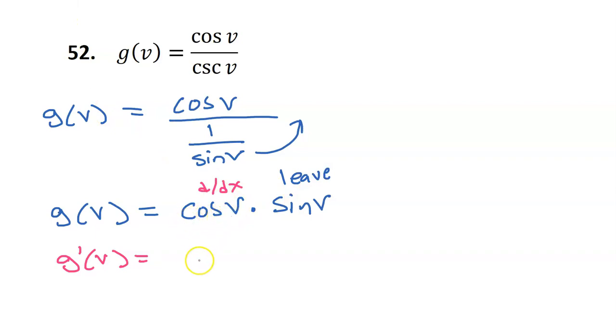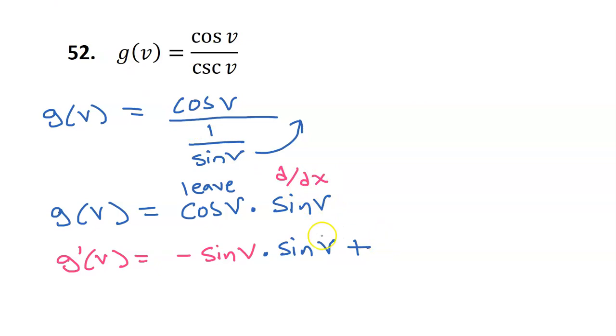So the derivative of cosine is negative sine. And for now, I'm just going to leave the second factor the way it is. So times sine v. And then I do a plus. And then I go through it again, but this time through, I leave the first factor alone, and I do the derivative of the second factor. So this is me leaving the first factor alone, cosine v, and then the derivative of sine is cosine. So I have cosine v.